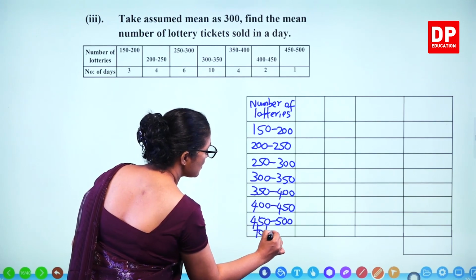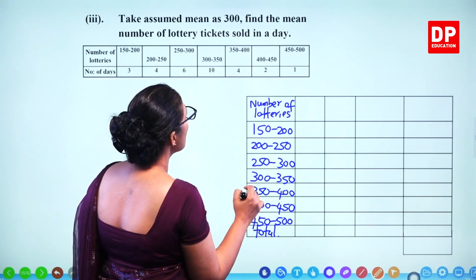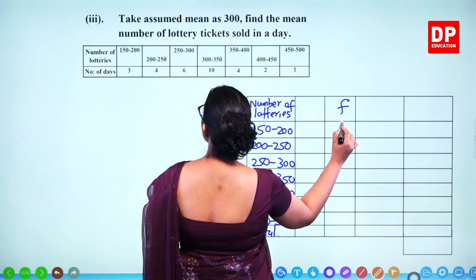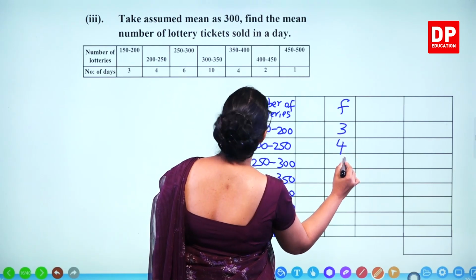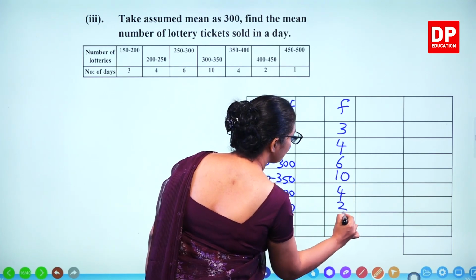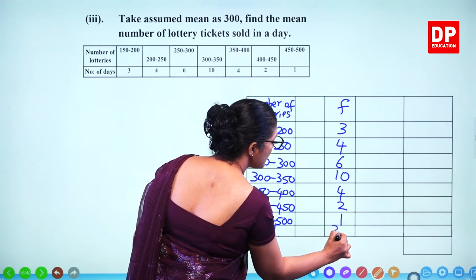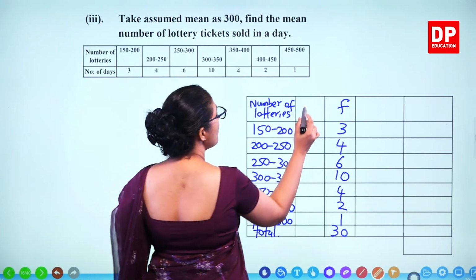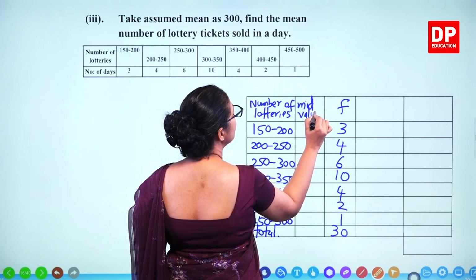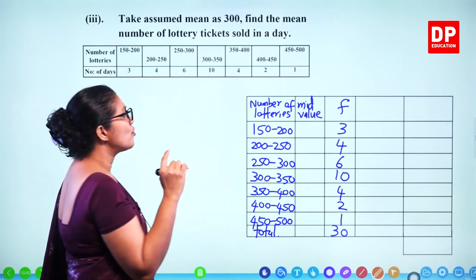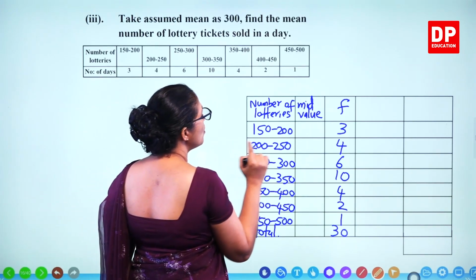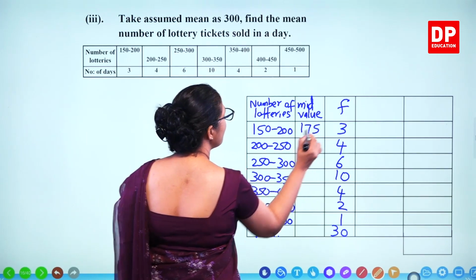And we'll take this as the total. And then the frequency we'll write here: 3, 4, 6, 10, 4, 2, 1. So the total is 30. Now the mid value, and then divide by 2. 200 plus 150, 350 divided by 2, 175.